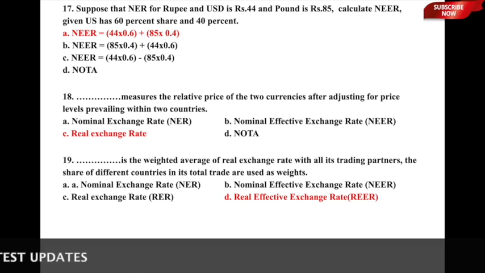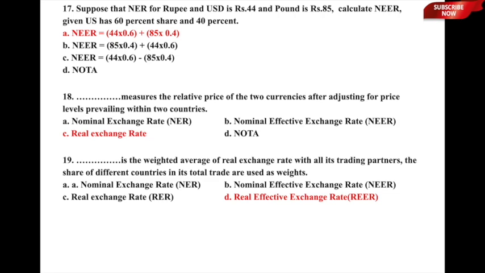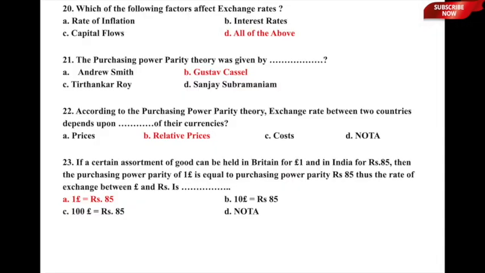The first option is nominal exchange rate, second is nominal effective exchange rate, third is real exchange rate, and last is real effective exchange rate. So, this concept wherein we are using weighted average of real exchange rate effectively talks about the real effective exchange rate, and therefore, option D, real effective exchange rate or REER, is the correct answer to this question. I hope the concepts associated with NER, nominal exchange rate, NEER, nominal effective exchange rate, real exchange rate RER, and real effective exchange rate are pretty clear. Let us now move to the next one.